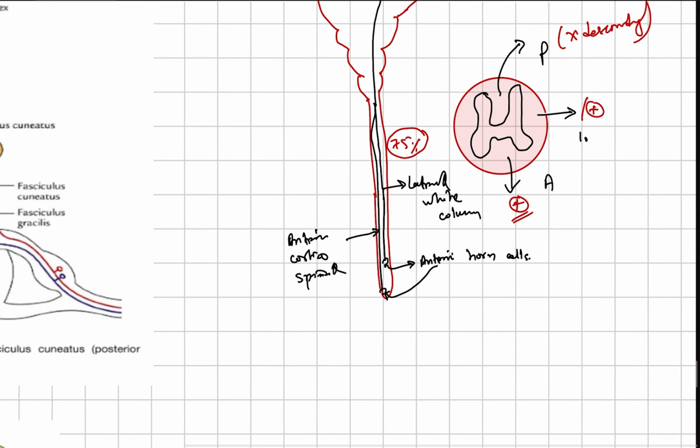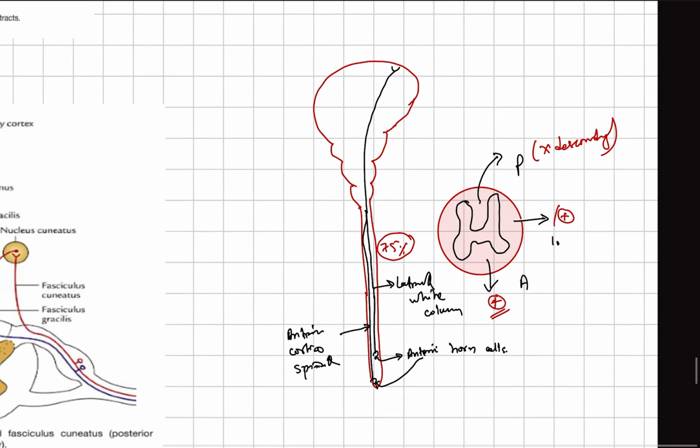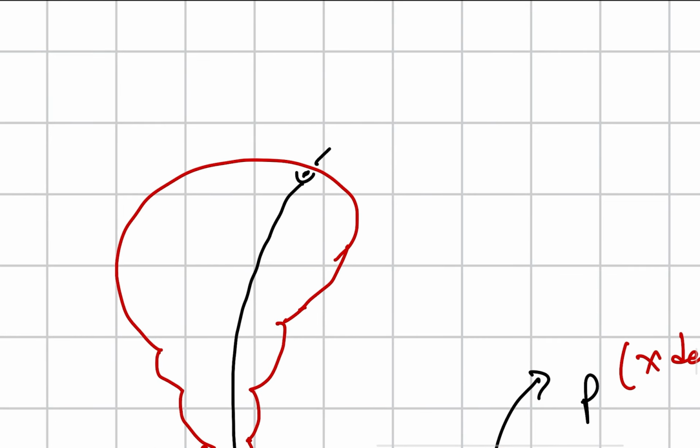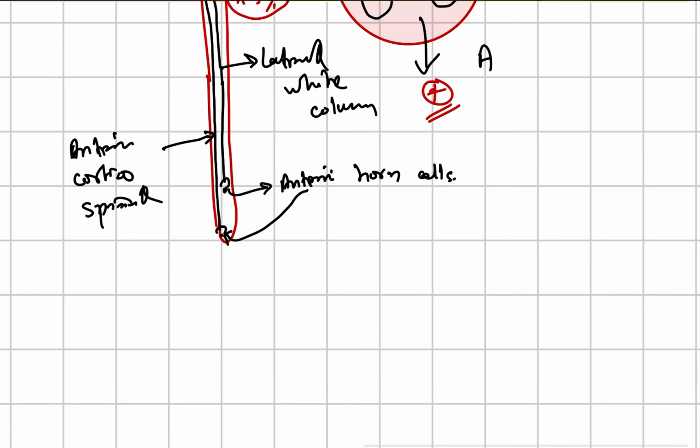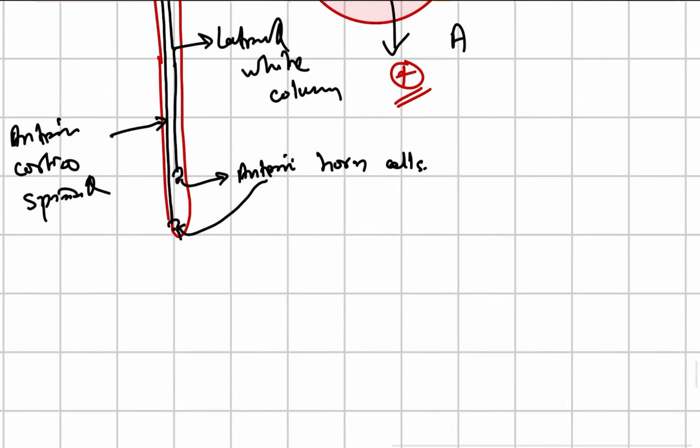And if we look at the origin of both, it is the primary motor cortex. And we look at the function. We have already discussed that both have the same function. Anterior and lateral have the same function, controlling conscious movements like hand movement, fingertip, tongue tip, and feet twitch movements.